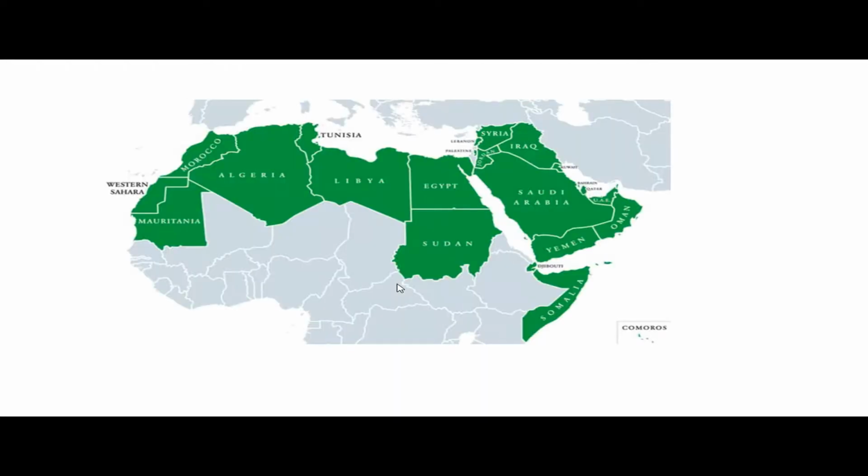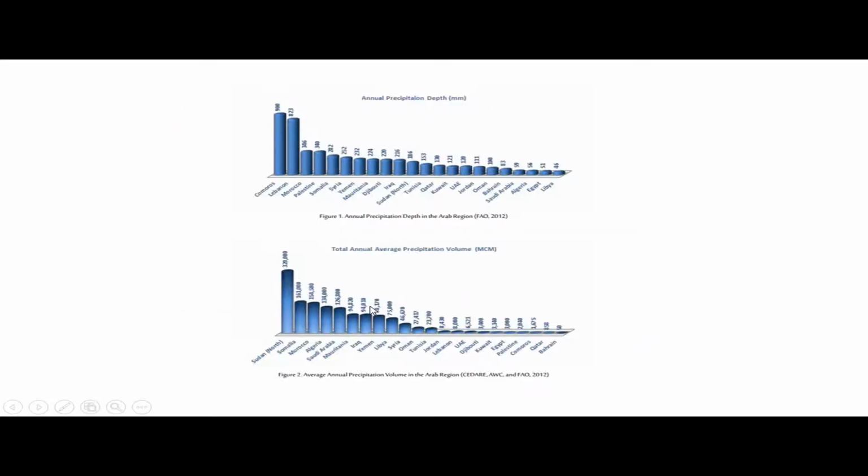Some regional reports, like this one, report the situation in the Arab region. This is the area of the Arab region after subtracting South Sudan after independence. And this graph shows the annual precipitation, one time expressed as depth in millimeters and the other time in volume by multiplying the depths by area.